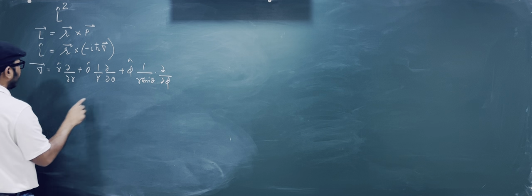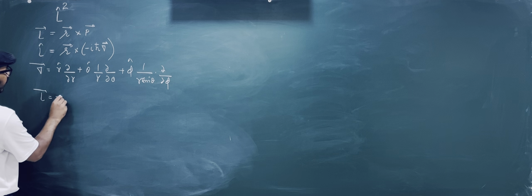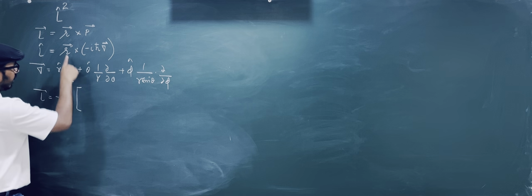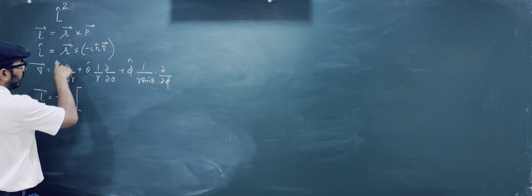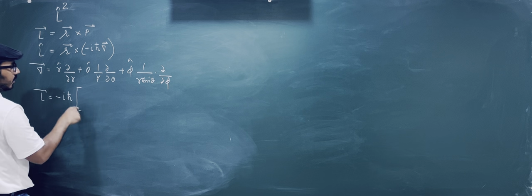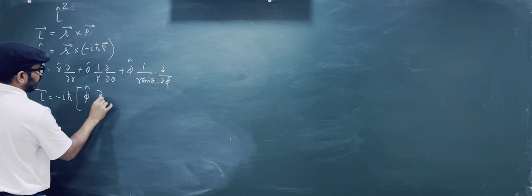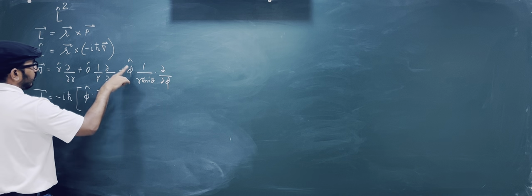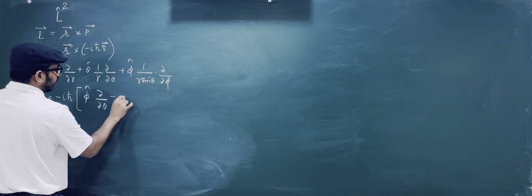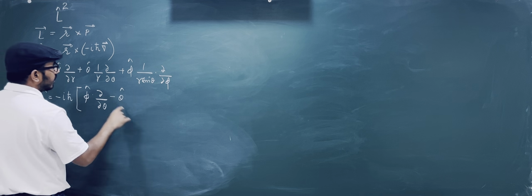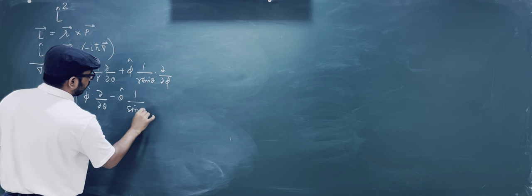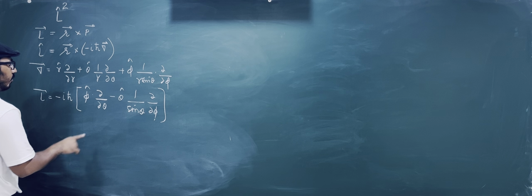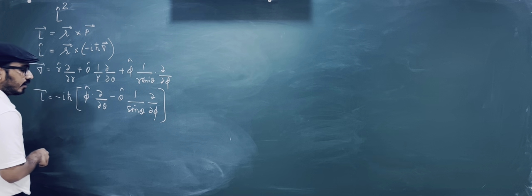If we take the cross product of r with this, we get L vector is minus i h-bar times the following. The r cap cross r cap term becomes 0, so the radial part vanishes. The r cancels out, r cap cross theta cap is phi cap, ∂/∂theta. Then r cap cross phi cap is minus theta cap, the r cancels out, and it becomes (1/sin theta) ∂/∂phi. This is the L vector. Now we can plug in the phi cap and theta cap here.